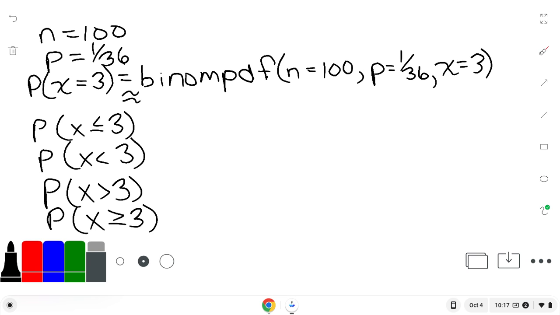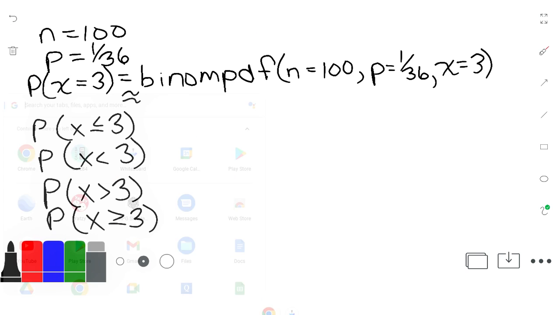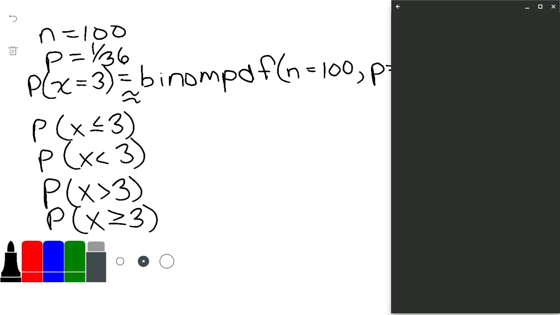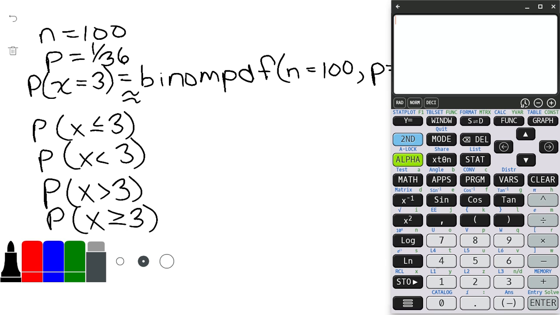Okay, so let me switch over to the calculator, which I guess I don't have open yet. There we go. Okay, so on the TI-84, Calc-84, or whatever, to get to the binomial probability distribution, you go second, vars.